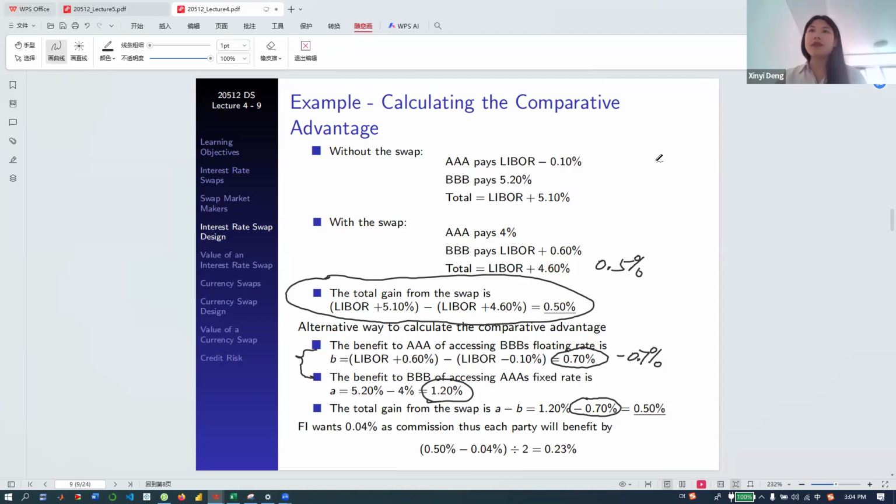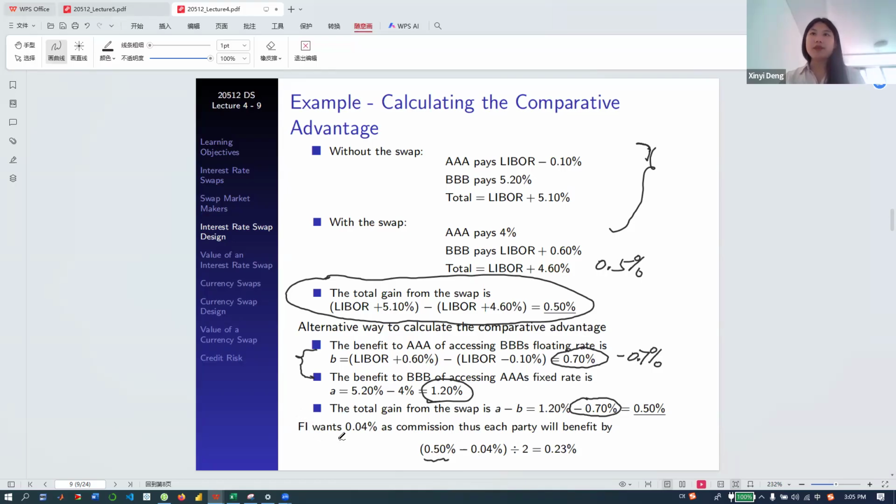So I actually recommend you guys to use this method, use this total borrowing cost here. Then when we are designing the swap contract, AAA and BBB are going to split the gain from the swap contract. Basically, they are just going to split the comparative advantage from the swap contract. And that comparative advantage is 0.5%.